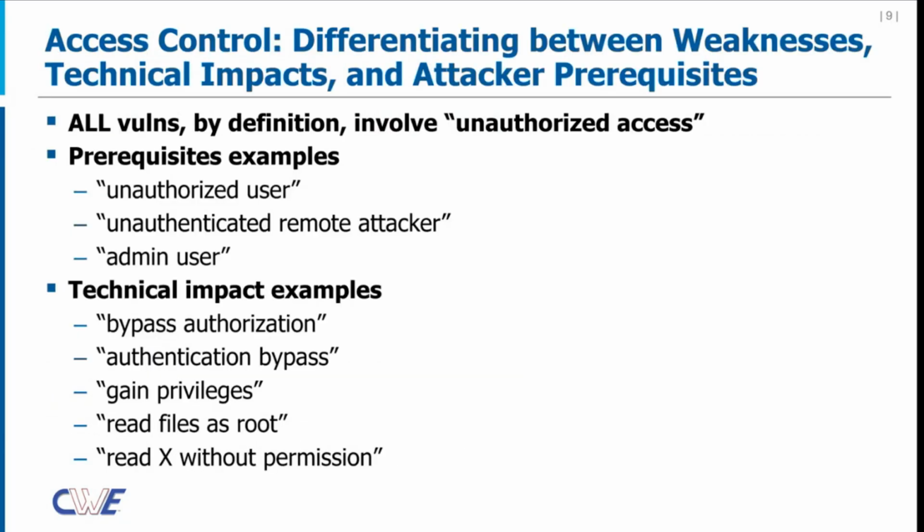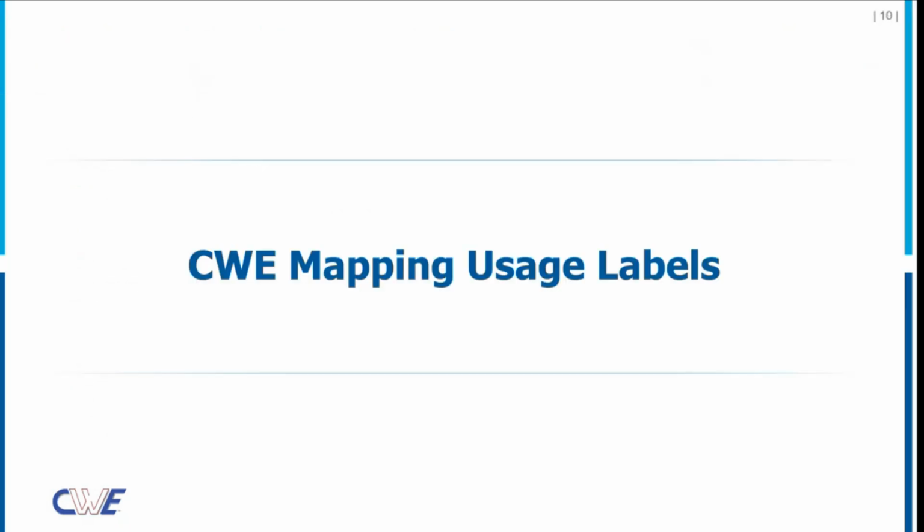So just to go over some more general language, I know that was an access control example, but what kind of language qualifies for these types of things? Prerequisite examples like unauthorized user, unauthenticated remote attacker, admin user. Those things are not describing the actual weakness. And then technical impacts could be bypass authorization, authentication bypass, gaining privileges. These things are not the weakness that enables it, but the impact that happens afterwards.